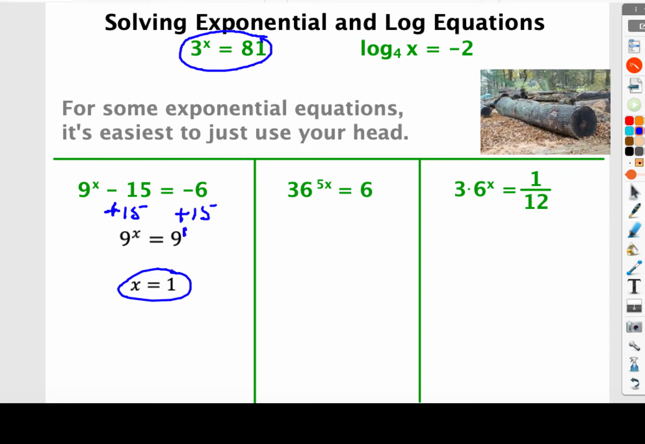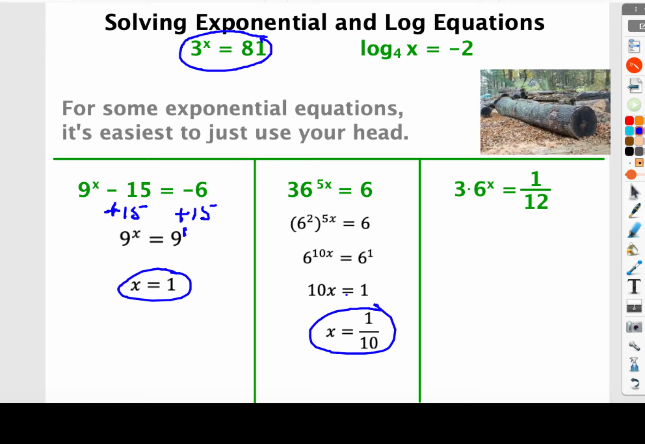We've got 36 to the 5x equals 6. Well, 36 is really 6 squared. And power to a power, we know we multiply our exponents. So 6 to the 10x equals 6 to the first, which means 10x equals 1. Equal bases equal each other, so let's get rid of those 6's. And then finally divide by 10. And we should be in good shape there. X equals 1/10.